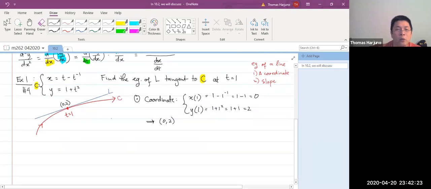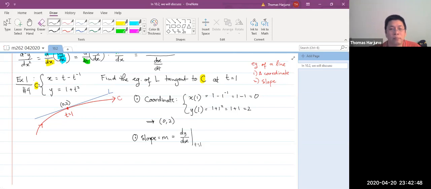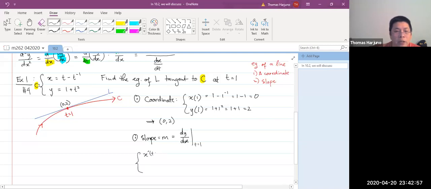Now second, we need the slope m. But to find the slope, we need to find the derivative of y with respect to x when t equals 1. Now let's find what x prime and y prime will be. x prime t will be 1 plus t to the negative 2, and y prime t will be 2t. So x prime 1 will be 1 plus 1, that's 2. y prime 1 equals 2.